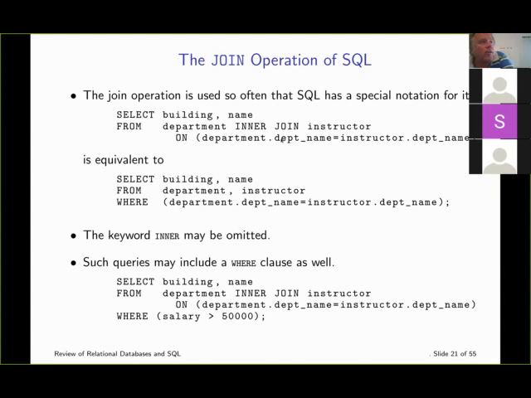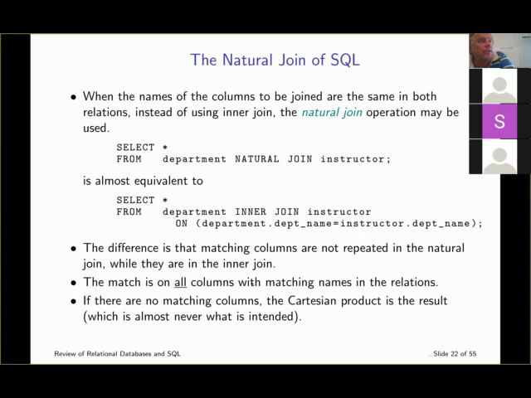Yeah, there's a difference between inner and outer join. All right, so this right here could also be getting these where the salary is greater than a certain amount, the building and instructor names. All right, so natural join also has its own keyword.